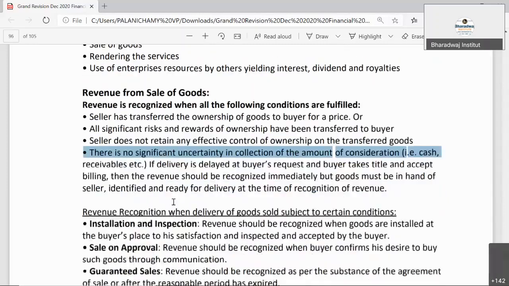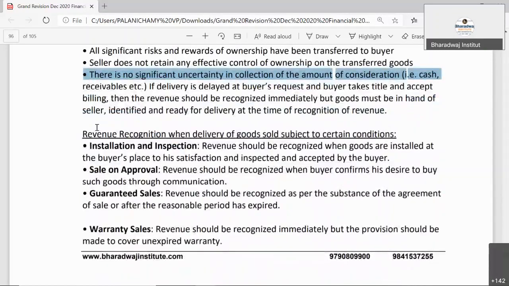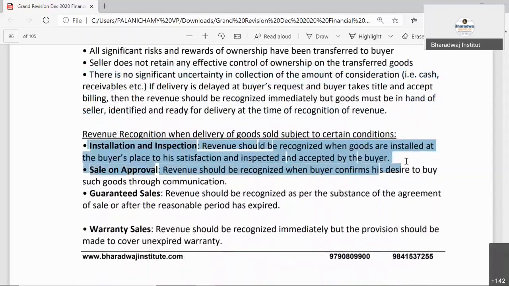Next, in certain situations, when certain goods are subject to installation and inspection, that means goods can be accepted by the buyer only when it is installed. Otherwise, the sale is a package where the seller has promised that the goods will be installed at the customer's place. Then income can be recognized only when the installation is complete.